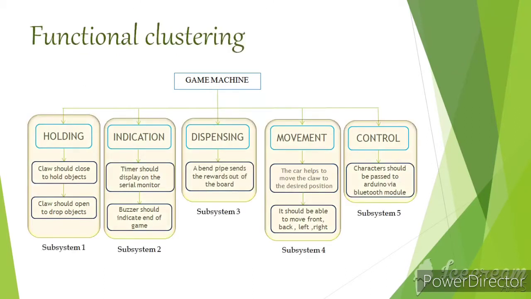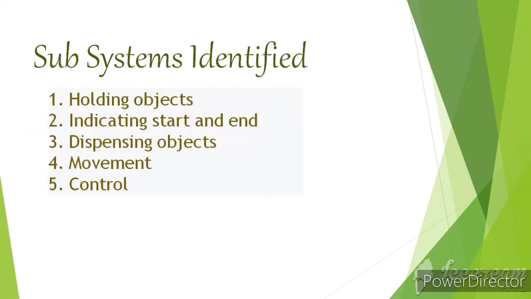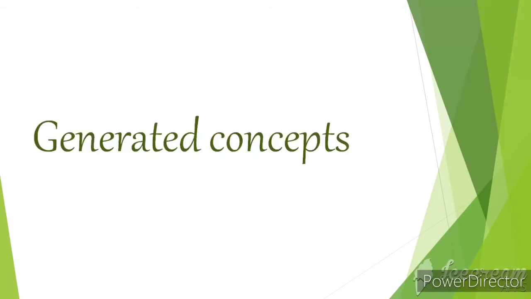Next, we did the functional clustering. That is, we grouped all these functions to give us 5 subsystems, which were: holding objects, indicating the start and end of the game, dispensing objects, movement, and control. Keeping these functions, objectives, and constraints in mind, we came up with 4 different concept designs for our project. Now let's take a look at them.